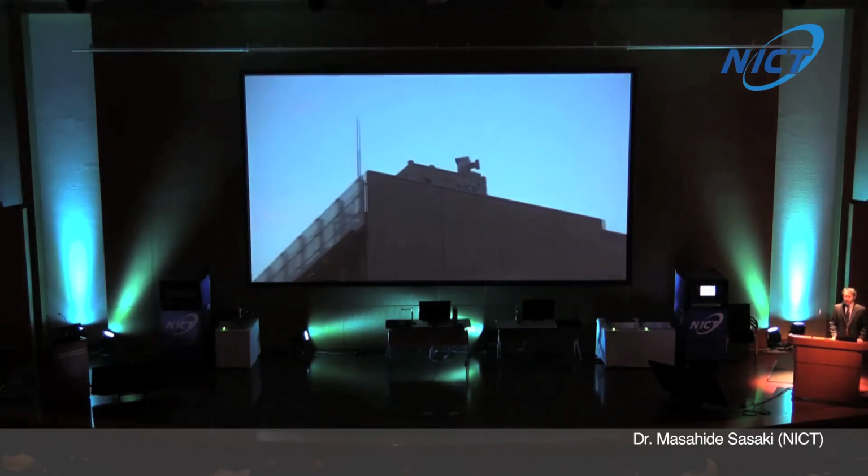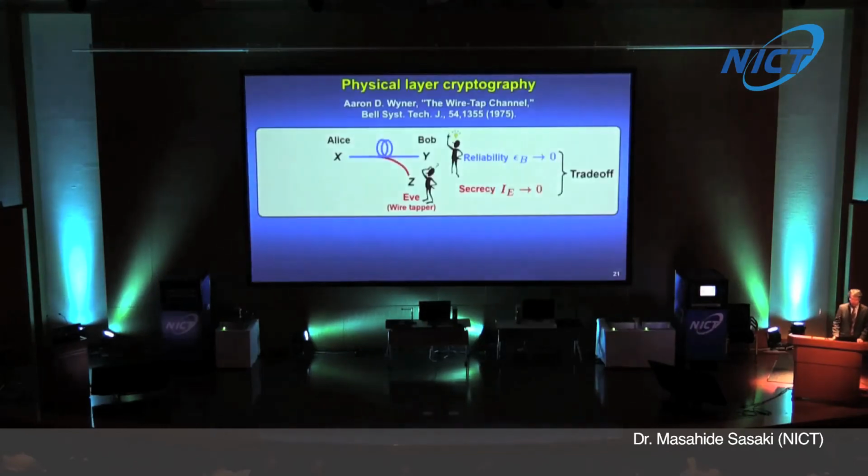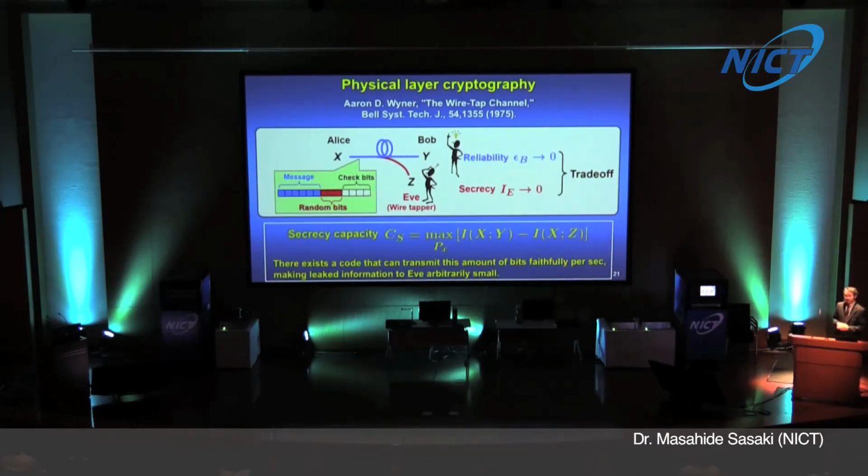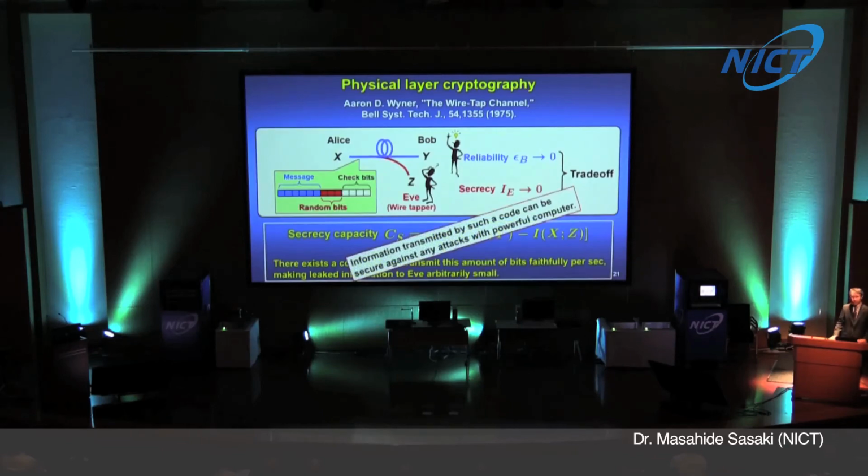Okay, this is the Tokyo Free Space Optical Testbed. Using this testbed, we are now developing a new technology of physical layer cryptography. It originally dates back to the middle of the 70s, when Aaron Wyner wrote the seminal paper on the wiretap channel. He considered the problem of trade-off between the reliability and secrecy of communications over the wiretap channel. This is a 1-to-2 channel, and assuming the Eve's channel can be physically bounded, he showed that there exists a code that can transmit this amount of bits faithfully per unit time, making the information leaked to Eve arbitrarily small. The code should include not only check bits for error correction, but also random bits to deceive Eve. And the information transmitted by such a code can be secure against any attacks with powerful computers. So this is physical layer cryptography.